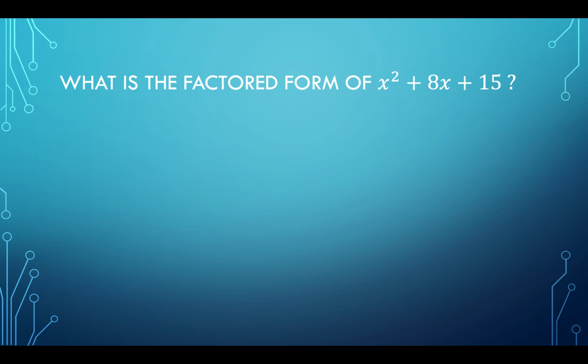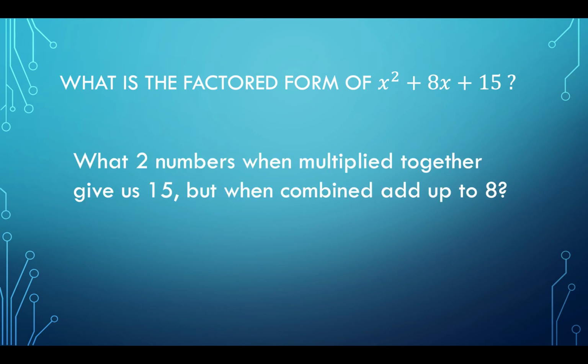What is the factored form of x squared plus 8x plus 15? So what we're going to do first is ask what two numbers when multiplied together will give us 15, but when we combine them, they have to add up to 8. So it's kind of like a two-part process. You have to figure out what two numbers to multiply, and then we have to figure out what they add up to. So it's always going to be, what do they multiply to as the last number, and then the number that has the x attached to it.